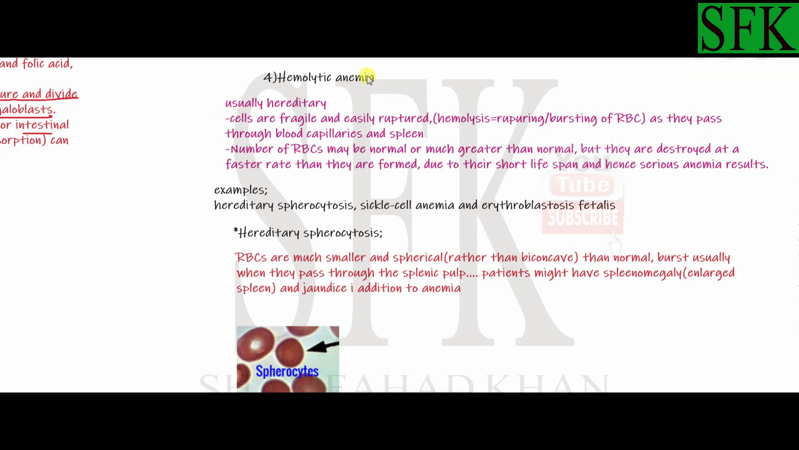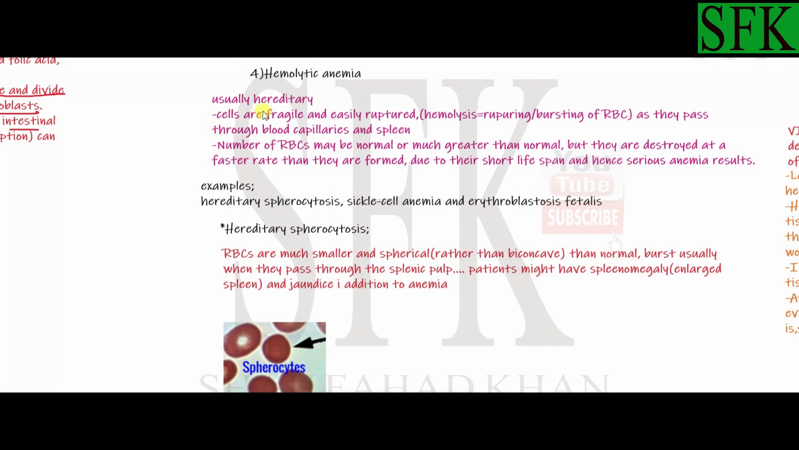Okay, so in hemolytic anemia, the cause is usually hereditary. Due to some inherited cause, hemolytic anemia occurs. The cells in hemolytic anemia are fragile, they have a delicate membrane, and they are easily ruptured. Hemolysis means rupturing or breakdown of red blood cells.